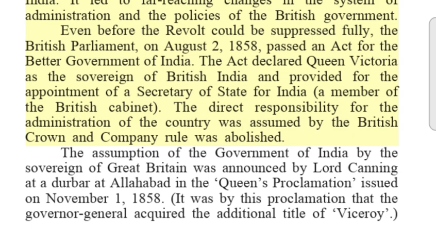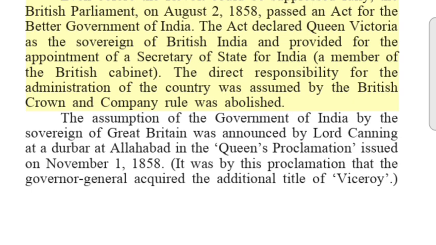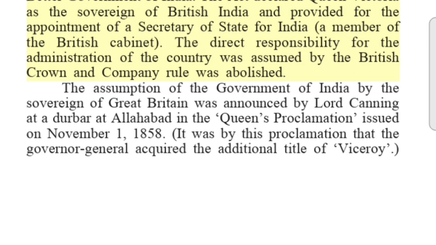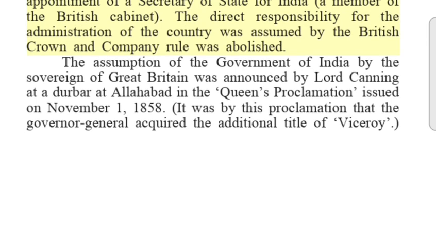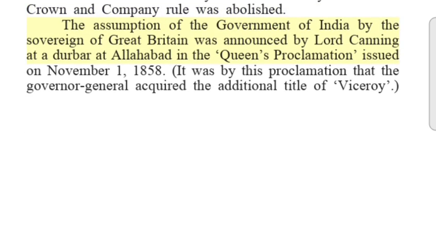The direct responsibility for the administration of the country was assumed by the British Crown and company rule was abolished. The assumption of the government of India by the Sovereign of Great Britain was announced by Lord Canning at a durbar at Allahabad in the Queen's Proclamation, issued on November 1, 1858. It was by this proclamation that the Governor-General acquired the additional title of Viceroy.